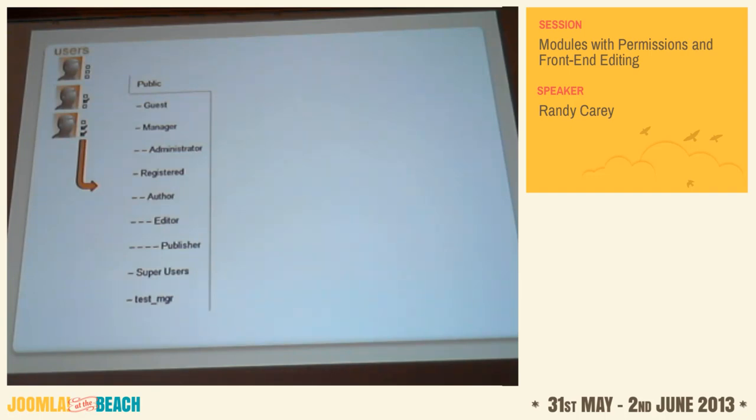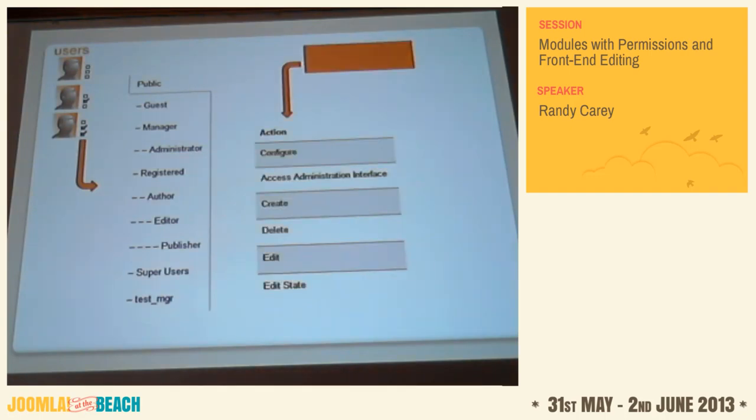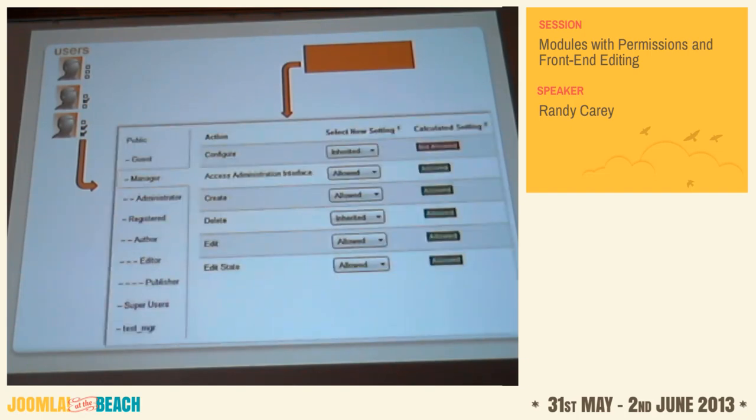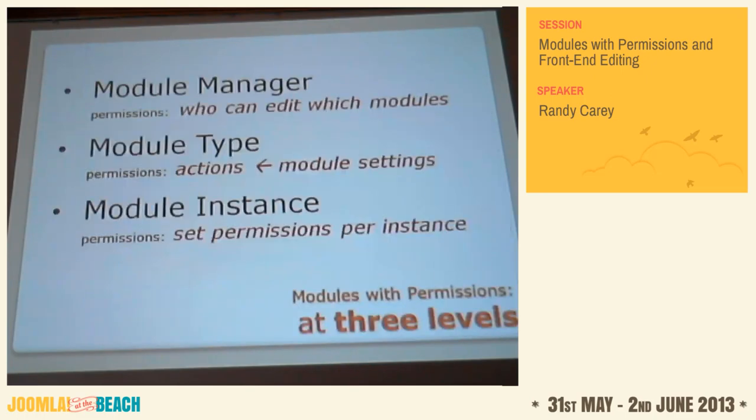Here we've got the different groups, and we assign users to groups. Components, or some resources, will assign actions. The basic component actions are configure, can you access the administrative interface, can you create, delete, edit state, or even edit your own. Those make sense for components, which manage pieces of information. Then we come to a screen like this where you've got your groups and your different actions, and here's where we actually set the permissions on that combination. For this group, here are the different actions, what's allowed, what isn't, et cetera.